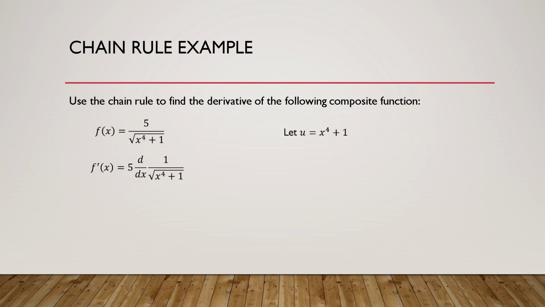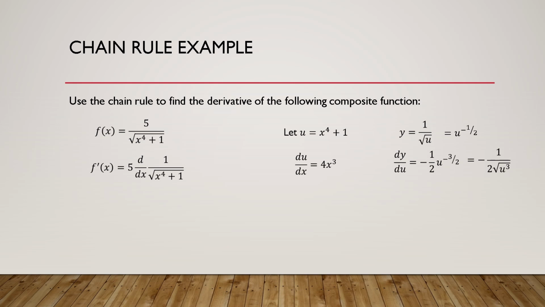Next, we let u equal x to the 4th plus 1, making y equal 1 over the square root of u. Let's then express this in rational exponents to make the power rule more clear, or u to the negative 1/2. du/dx will then be 4x cubed, and dy/du will be negative 1/2 times u to the negative 3/2. We then put this back in root form, negative 1 over 2 times the square root of u cubed.